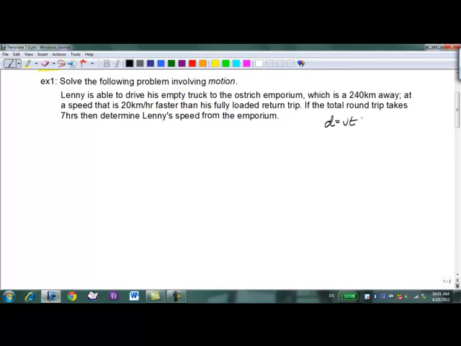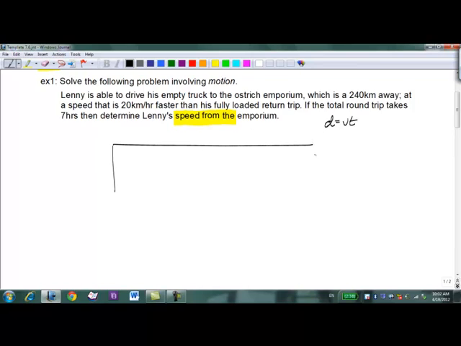Lenny is able to drive his empty truck to the Ostrich Emporium, which is 240 kilometers away, at a speed of 20 kilometers an hour faster than his fully loaded return trip. Let's take a look at the tagline here. If the total round trip takes 7 hours, then determine Lenny's speed from the Emporium. So it's his speed from that we're concerned about.